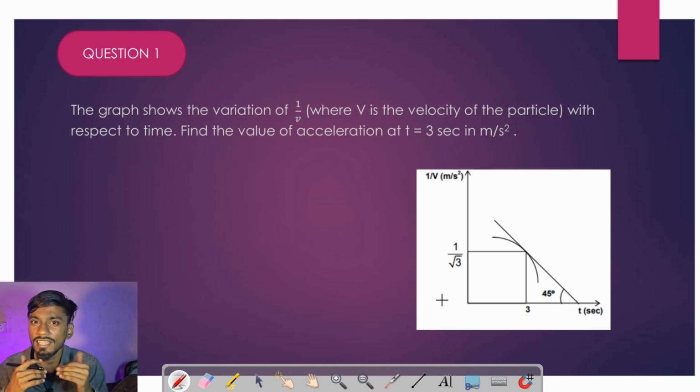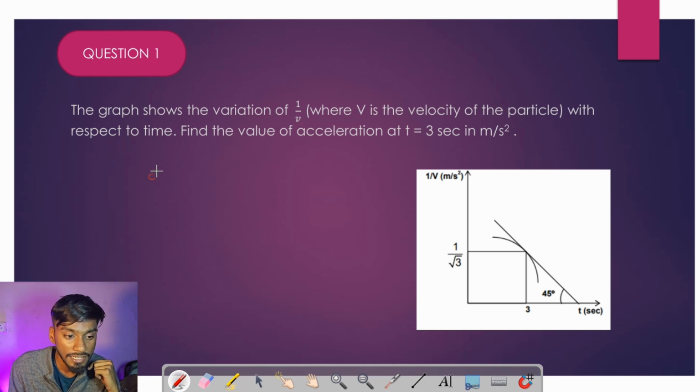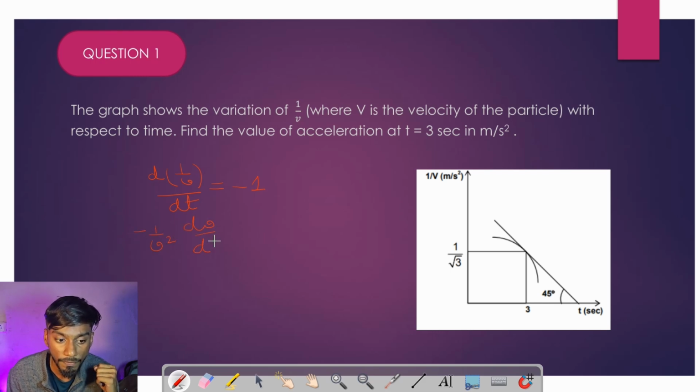So we know whenever they are giving you the quantity of velocity and asking you to find the acceleration, we need to just differentiate it. Suppose they have given you 1 by v versus t. When I differentiate 1 by v with respect to t, what do I mean? I'm meaning the slope of that particular graph. So can I write d(1/v)/dt is equal to the slope of the graph. The slope of the graph is -1, right? Now d(1/v)/dt is minus 1 by v square times dv by dt. That is equal to -1.